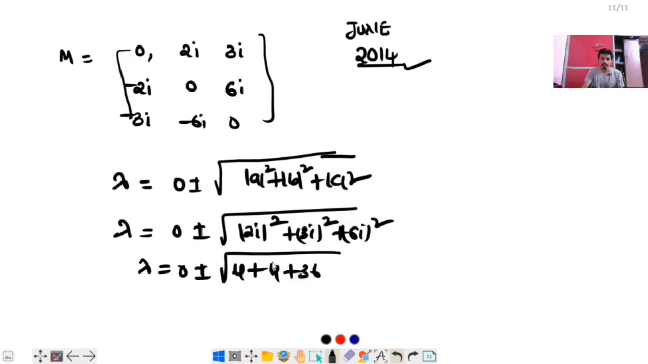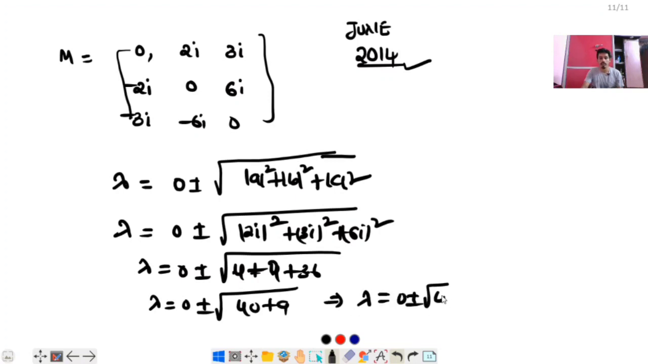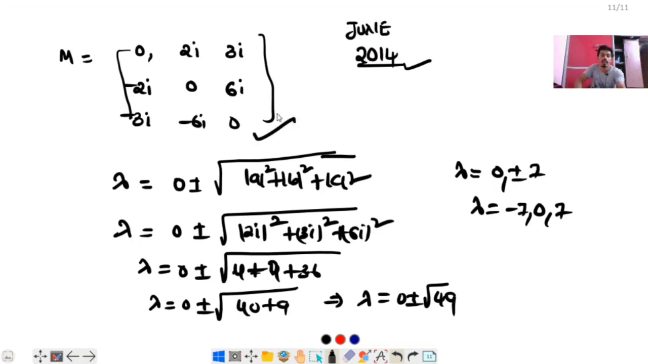Sorry, 3 square means 9. So you get 4 plus 9 plus 36, which is 49. Lambda is equal to 0 plus or minus root 49. Lambda is equal to 0, comma, plus or minus 7. Now you will write minus 7, comma, 0, comma, 7. This is the answer for this matrix. Now I will complete all the previous years' problems based on eigenvalues.